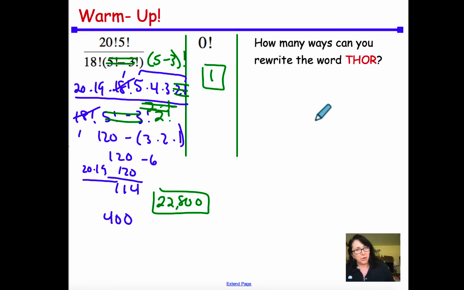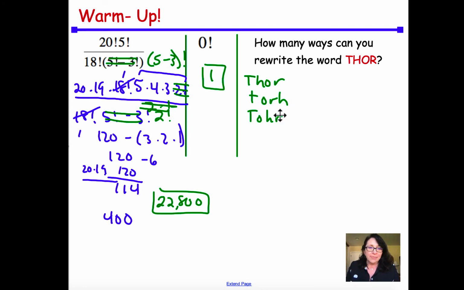How many ways can you write Thor? This is pretty much what we're going to be doing today, where we're trying to find a shortcut to doing this. How many ways can we rewrite Thor? Of course, you can write Thor, you can write Torh, and Tohr, Thro, and so on. I would pause the video, go through it, and then come back and ask how many were there? Well, there were actually 24 different ways that I can rewrite the word Thor.